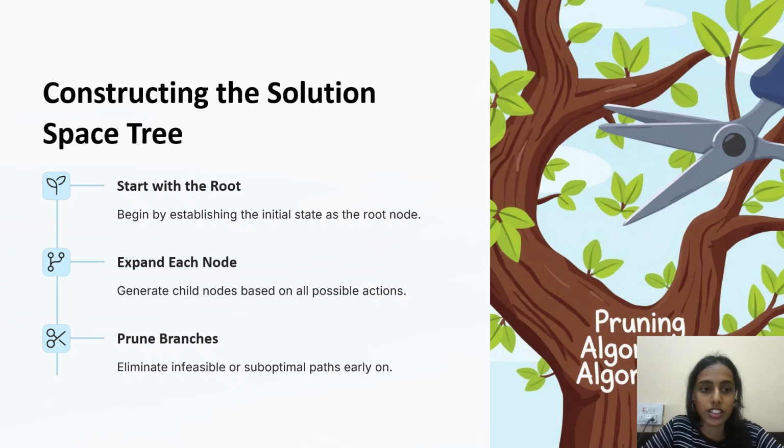The third step is pruning the branches. We do pruning to eliminate infeasible or suboptimal paths early on. We don't want those nodes which cannot lead to an optimal solution. So pruning is a very important technique.